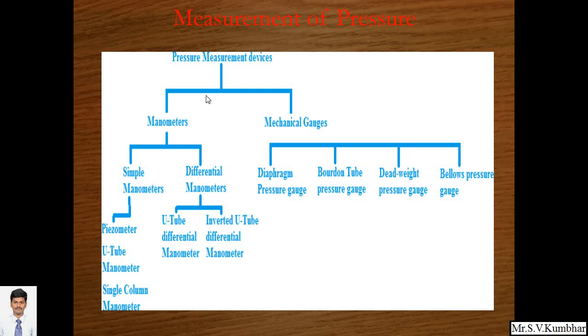Manometers are classified as simple manometers and differential manometers. Simple manometers are of three types: piezometer, U-tube manometer and single column manometer. Differential manometers are classified as U-tube differential manometer, inverted U-tube differential manometer. Mechanical gauges are classified as diaphragm pressure gauge, Bourdon tube pressure gauge, deadweight pressure gauge and bellow pressure gauge. We will see one by one.